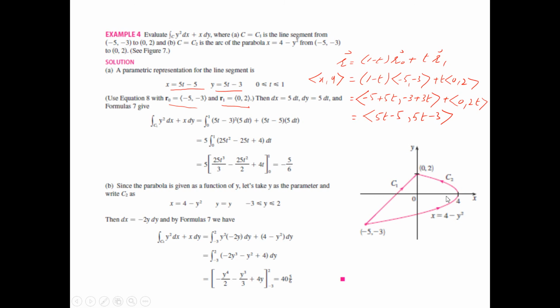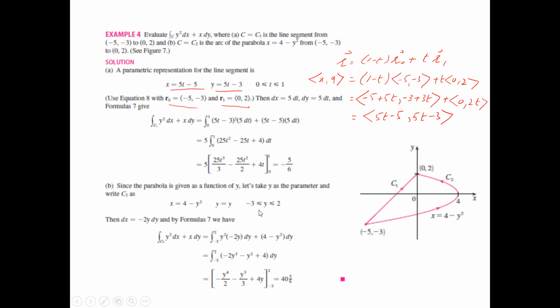Now along the parabolic path, from (-5, -3) to (0, 2). So again, the parabola is x is equal to 4 minus y squared. You can say y is equal to y and x is equal to 4 minus y squared, or you can say y is equal to t, x is equal to 4 minus t squared. It's up to you.